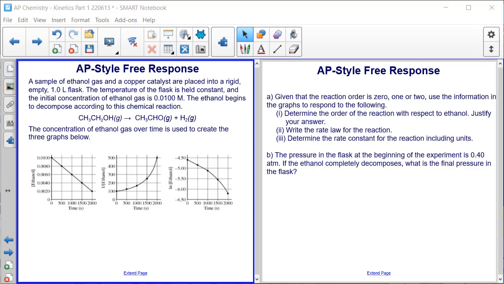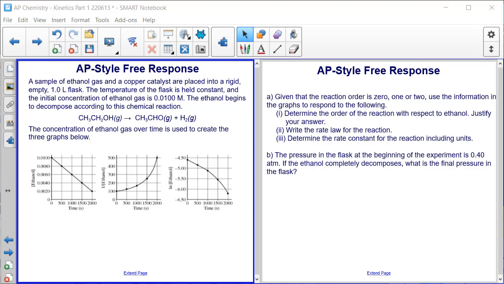A sample of ethanol gas and a copper catalyst are placed into a rigid, empty 1.0 liter flask. The temperature of the flask is held constant, and the initial concentration of ethanol gas is 0.0100 molar. The ethanol begins to decompose according to the chemical reaction shown, where CH3CH2OH produces CH3CHO gas and hydrogen gas. Of note, both the reactant and both products are gases. The concentration of ethanol gas over time is used to create the three graphs below.